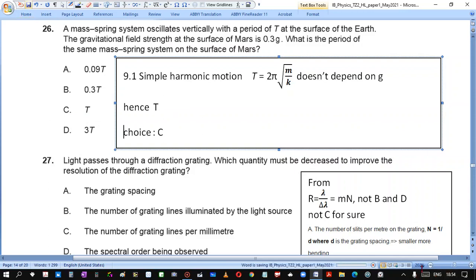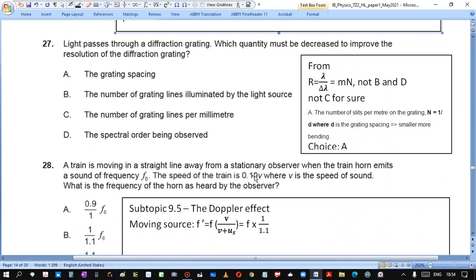Question 27, just a moment. Light passes through a diffraction grating. Which quantity must be decreased to improve the resolution of the diffraction grating? From the booklet we have the formula for resolution. We see that resolution is proportional to the order number and the number of illuminated slits. But that is not among the choices, so we consider C and A.